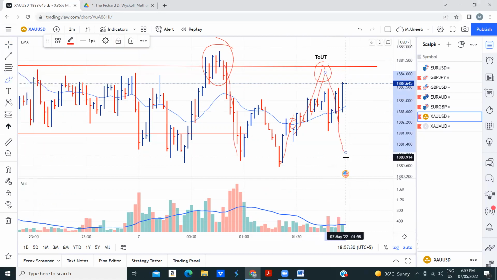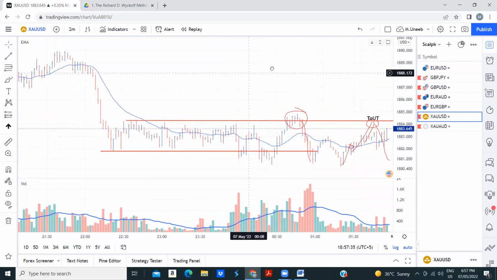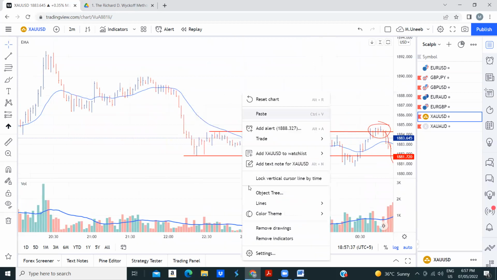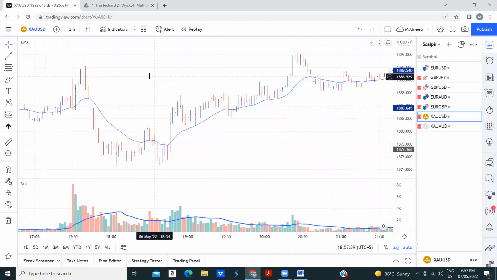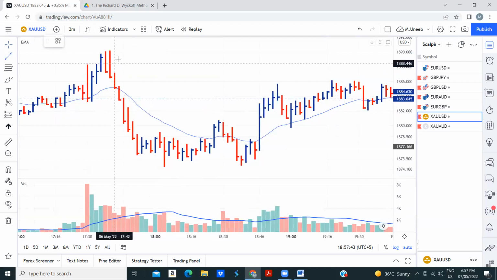Got it? Okay. Now let's go for the accumulation structure, this one. This is a very small structure here. Once we see here, this one.